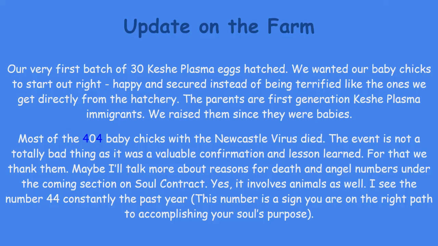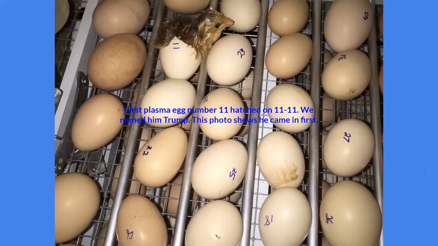Most of the 404 baby chicks with the Newcastle virus died. The event is not a totally bad thing, as it was a valuable confirmation and lesson learned. For that, we thank them. Maybe I'll talk more about the reason for death and angel numbers in the coming section on soul contract. Yes, it involves animals as well. I see the number 44 constantly the past year. This number is a sign you're on the right path to accomplish a soul's mission or purpose.